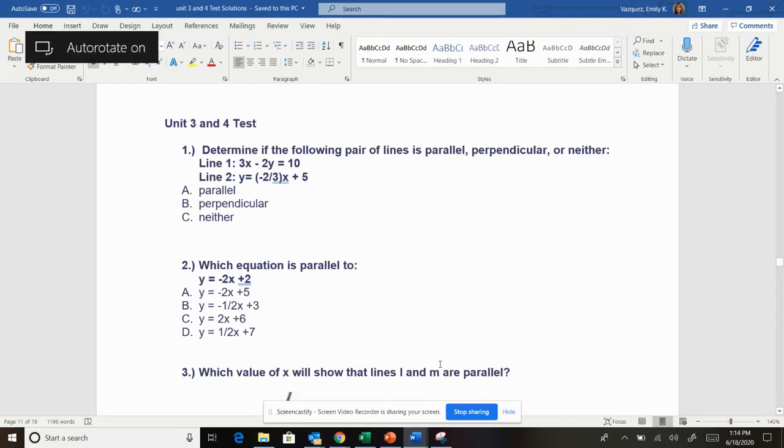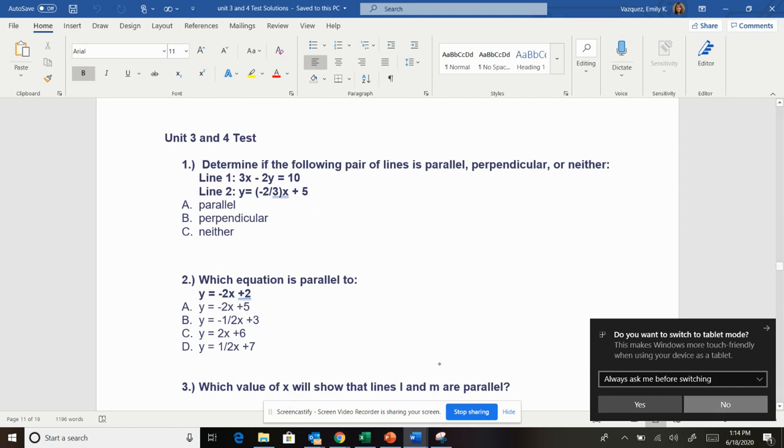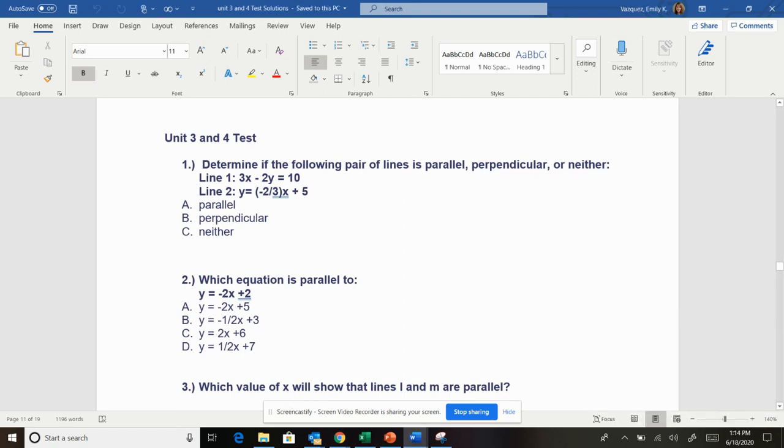All right, so now we're going to move on to Unit 3 and 4 test. Determine if the following pair of lines is parallel, perpendicular, or neither. So again, I'm going to remind you that I believe there were probably more multiple choice answers on some of these. There might be a little bit off, but the questions themselves are enough for you to prepare for your final, okay? So determine if the following pair of lines is parallel, perpendicular, or neither for this question.